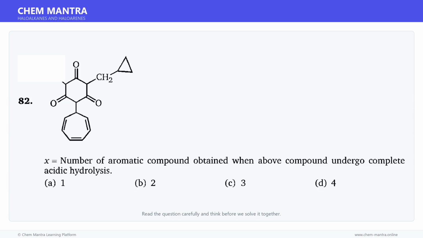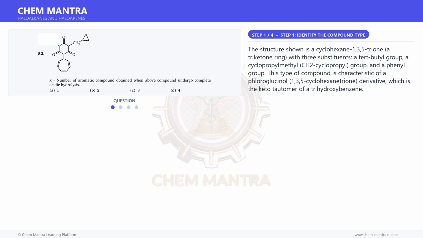Here is a question. Read it carefully and think about the answer. Let us solve it step by step. Let us begin solving this step by step. The structure shown is a cyclohexane-1,3,5-trione ring with 3 substituents: a tert-butyl group, a cyclopropyl-methyl (CH2-cyclopropyl) group, and a phenyl group.